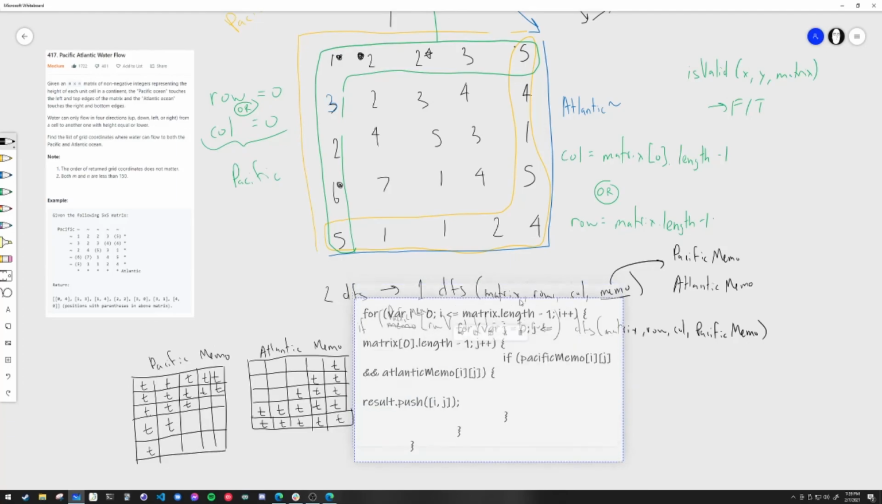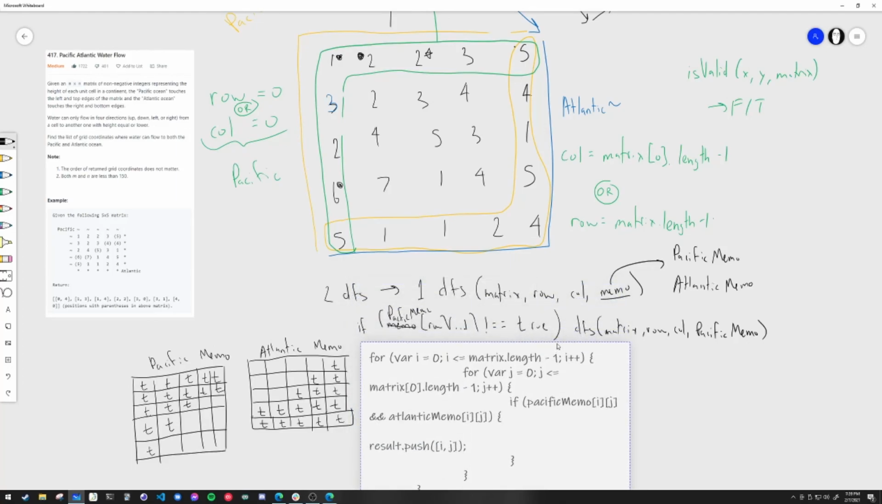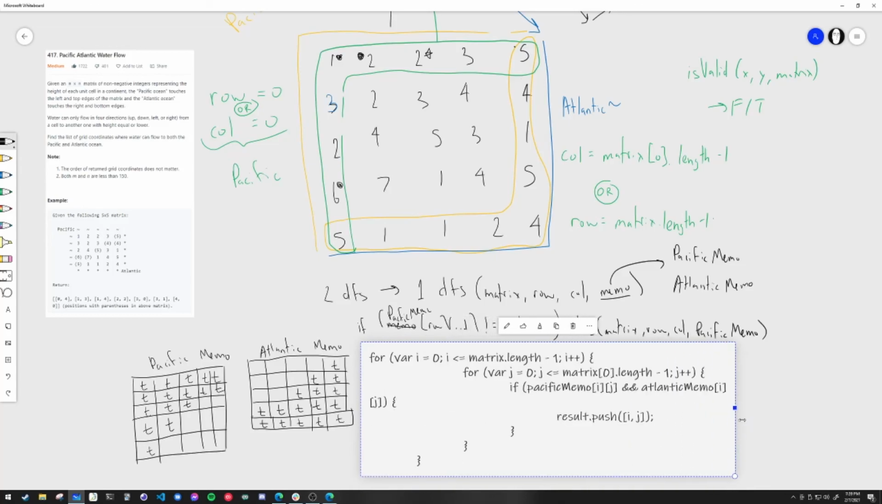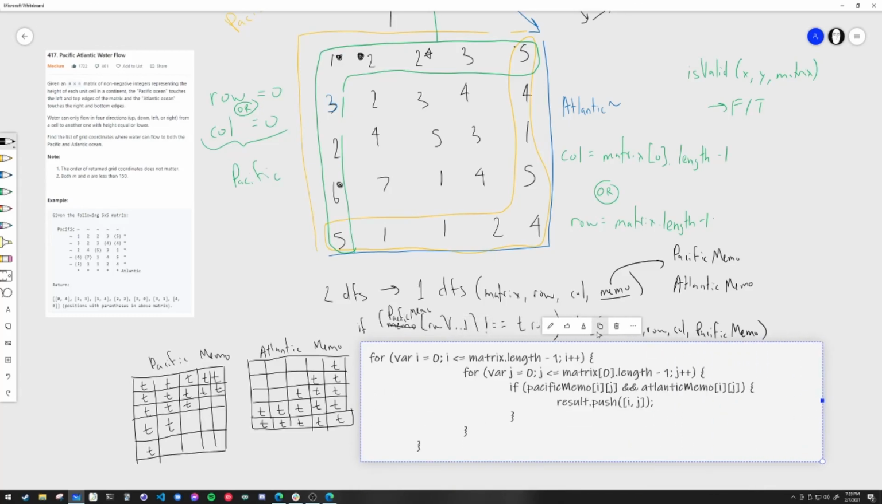Yeah, I think did this work? Kind of worked. This looks really ugly on here. But this is the code. That looks right. Yeah, so pretty much you iterate, right? So for var i equals 0, i less than matrix.length. So pretty much you're going through the rows, going through the columns. And if the Pacific memo and the Atlantic memo are both true at this row and column, then you push the row and column to a result array. Yeah. And that's it.